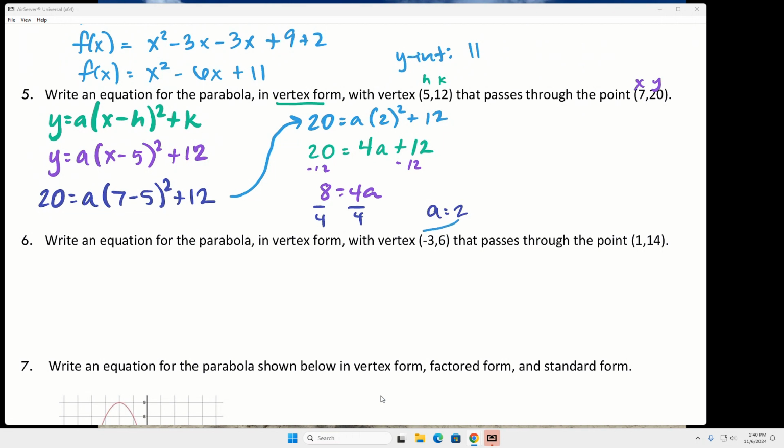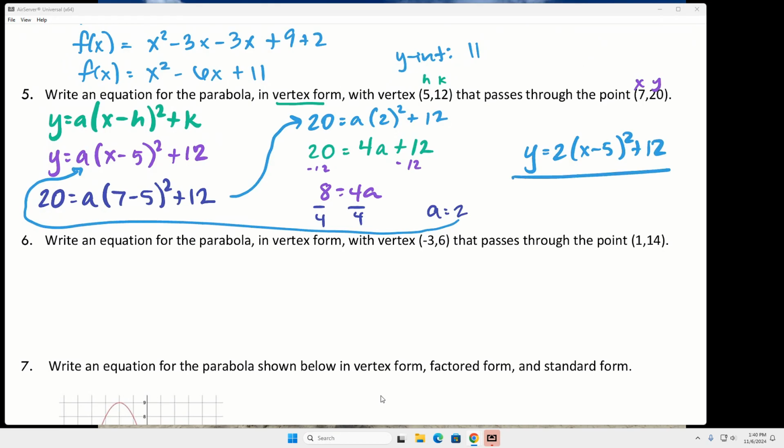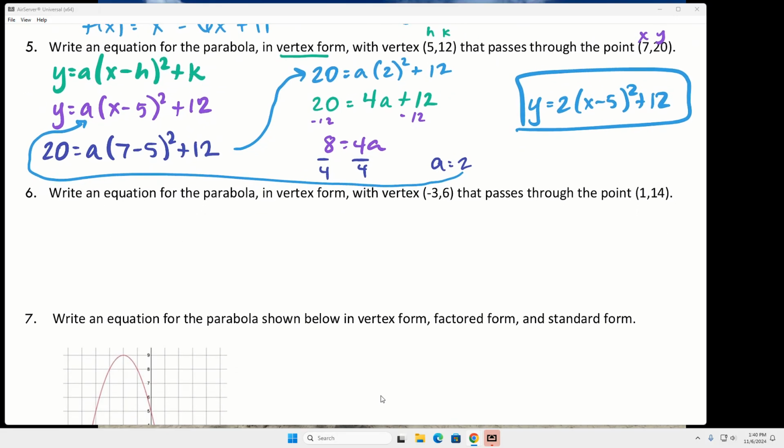So then once I find A, I'm going to go back to this purple one where I had plugged in the vertex and put A where it goes, and that is our equation that has that vertex that goes through that point. All right, so you guys try 6, please.